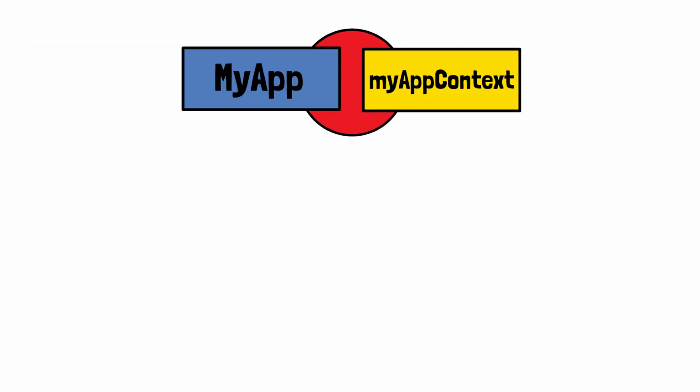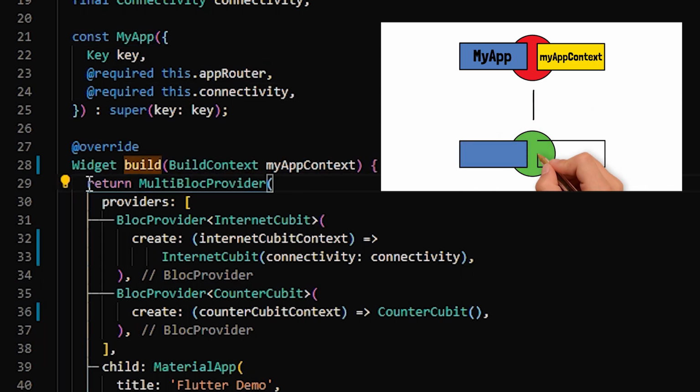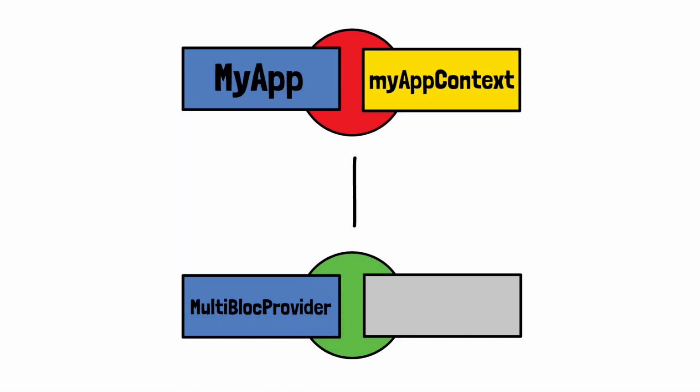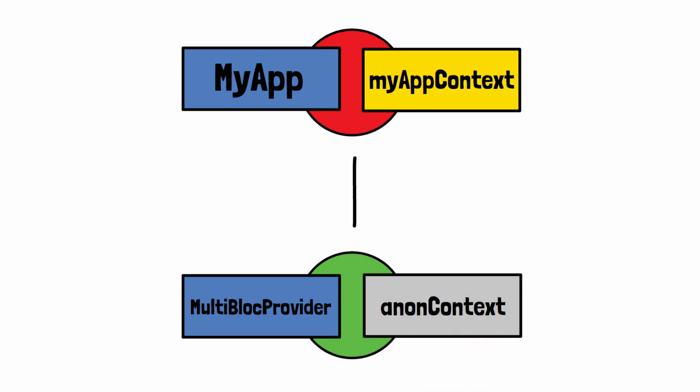Coming back to our widget tree, every time you see the build function returning a widget, that widget is going to be a child of your current widget. In our case, the MyApp returns in its build function a MultiBlocProvider. So this widget is going to be built in a new context, this time anonymous. Therefore, the MultiBlocProvider widget will be the child of the MyApp widget inside the widget tree.